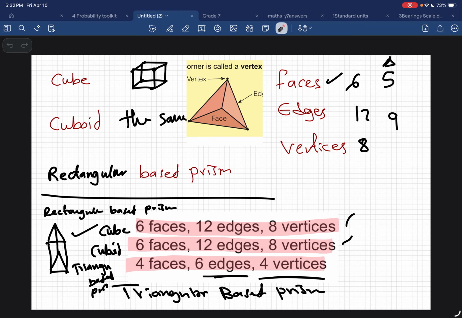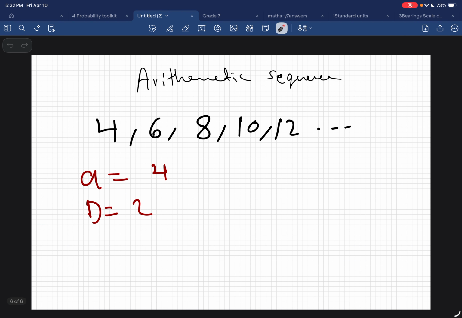So you need to memorize them, guys. You need to try to draw them in the exam. It's really important, guys. Let's go back to the arithmetic sequence. We have a lot of types of sequences: arithmetic, geometric, Fibonacci, and many more.